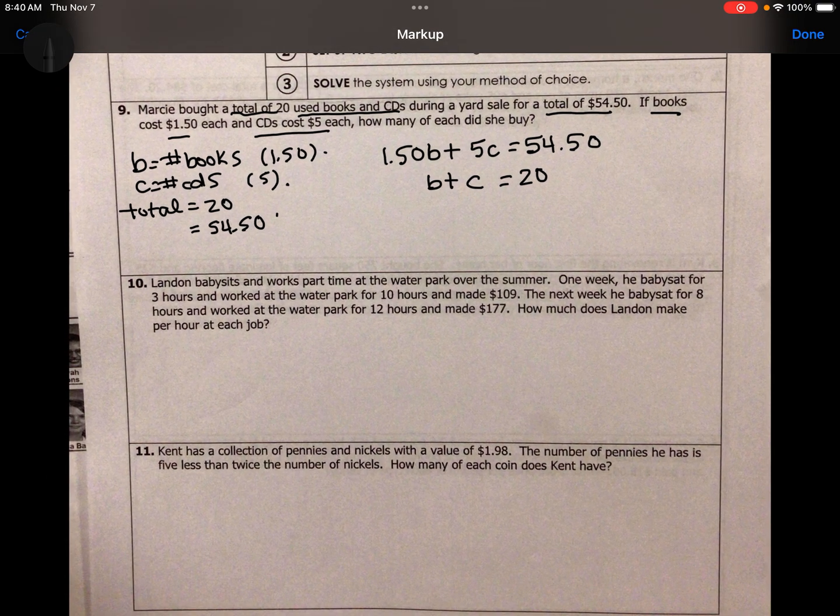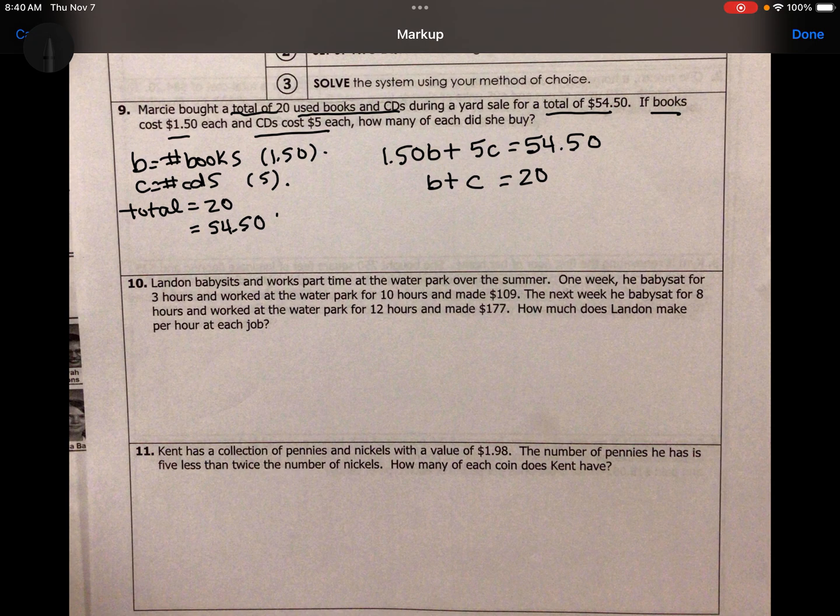All right, so let's take a look at number 10. Landon babysits and works part-time at the water park over the summer. 1 week he babysat for 3 hours and worked at the water park for 10 hours and made $109. The next week he babysat for 8 hours and worked at the water park for 12 hours and made $177. How much does Landon make per hour at each job?